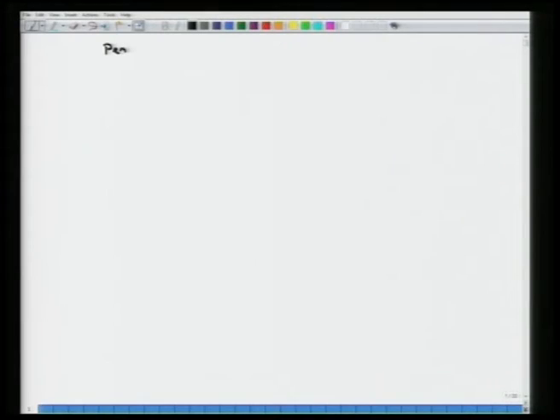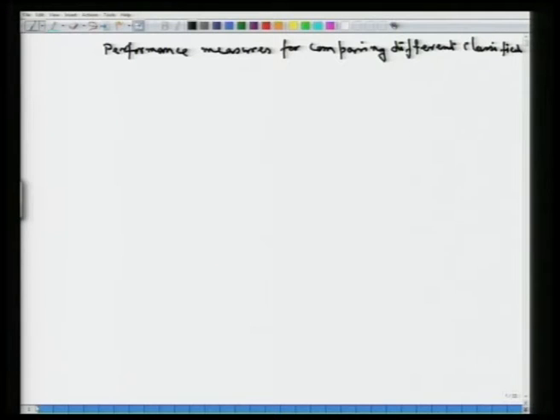Thus, we are looking at performance measures for comparing different classification functions. We are looking at comparing such different classification functions.